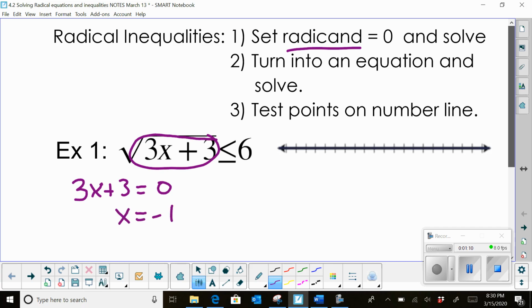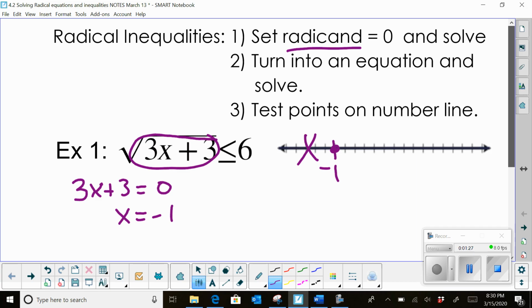So I know that -1 is going to be one of my numbers on my number line, and that should be a closed circle because x can be -1, but we already know it can't be less than -1 because that would give you a negative under the radical. So I'm going to go ahead and x out that part of the number line. You don't even have to test that.